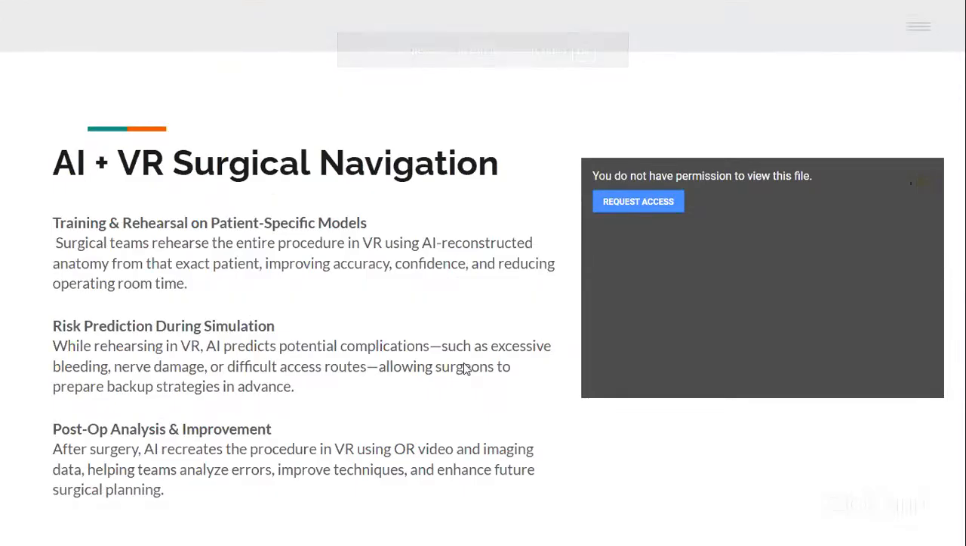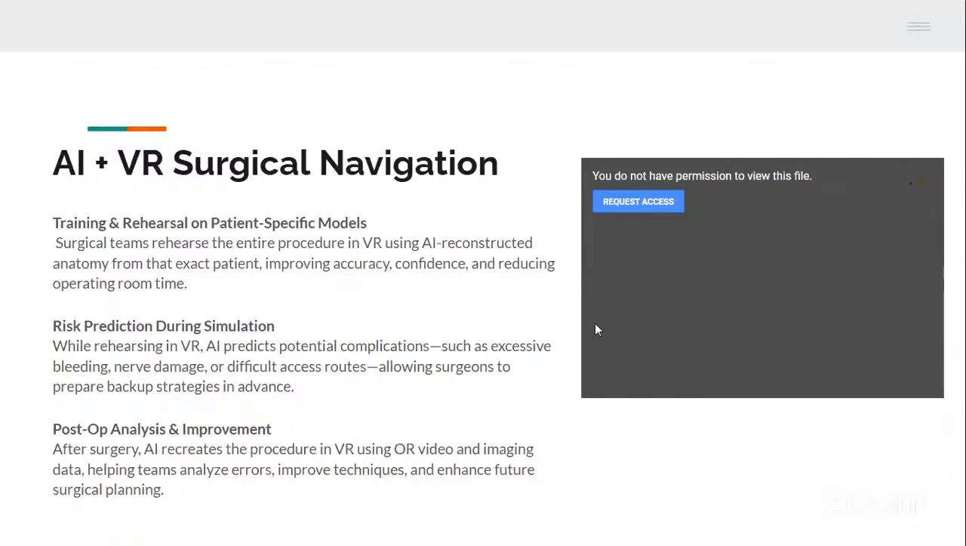Surgeons have an opportunity to do a rehearsal before doing an actual surgery, and then it can avoid potential complications such as excessive bleeding, nerve damage, or difficult access routes, which allows surgeons to prepare backup strategies in advance. So this will be a real game changer in the future if you can do a surgery very precisely before, and then you can do the same thing in a human.